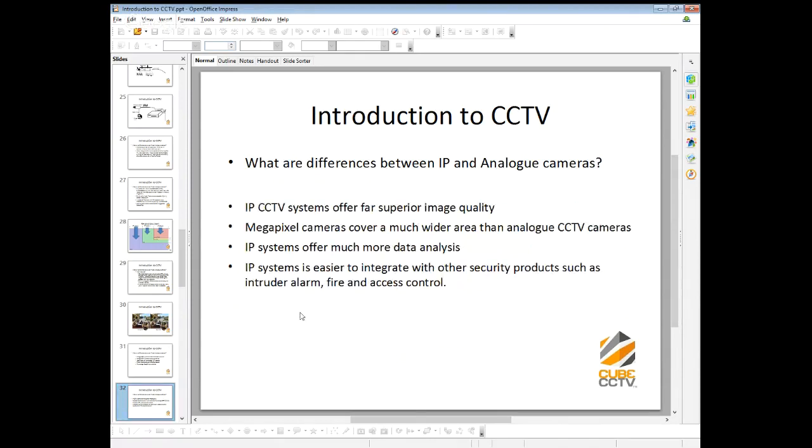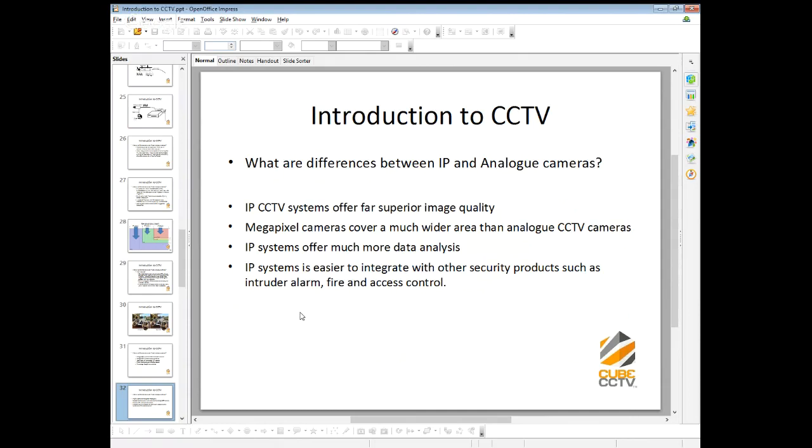Now we're going to look at the advantages of having IP cameras. IP cameras give you superior image quality. It gives you a better resolution. As I mentioned before, there is no cap. You could have 3K, 4K, 5K resolutions. With analog cameras, it's pretty much capped. Even with high definition cameras, the maximum resolution you can get at the moment is full HD, which is 2 megapixel. But with digital or IP cameras, you could go up to 4K. And in future, you may get even better resolutions.